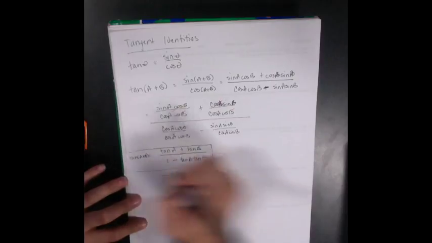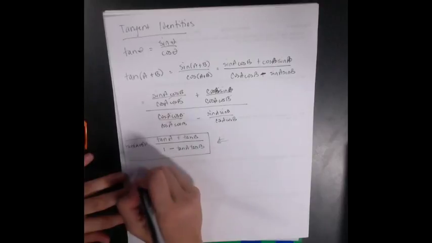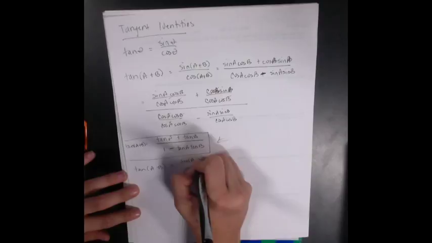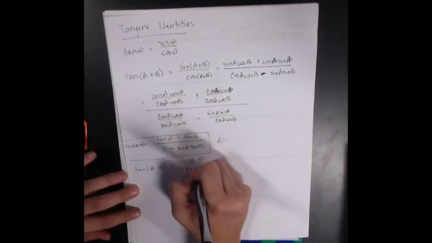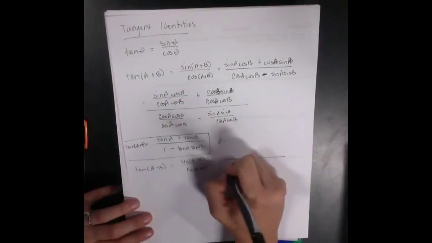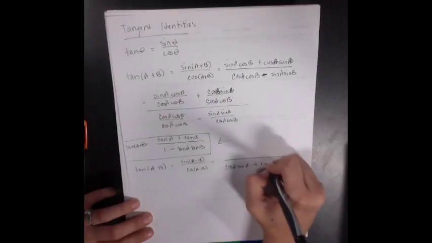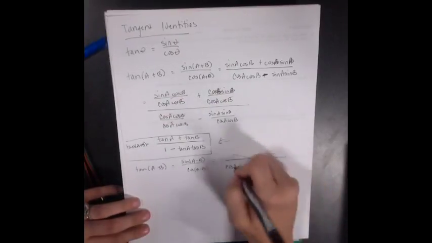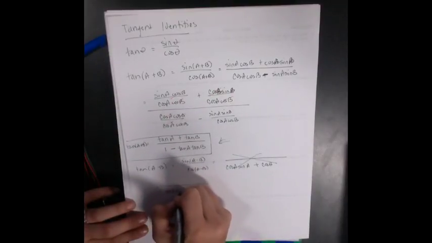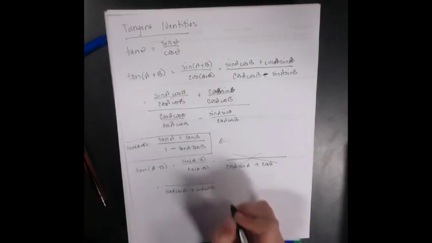This is the formula you have to memorize. This is another identity. Okay? Now let's do the same thing for tangent of a minus b. It is the sine of a minus b over the cosine of a minus b. So on the bottom, I will have the cosine of a cosine of b plus sine of a sine of b.